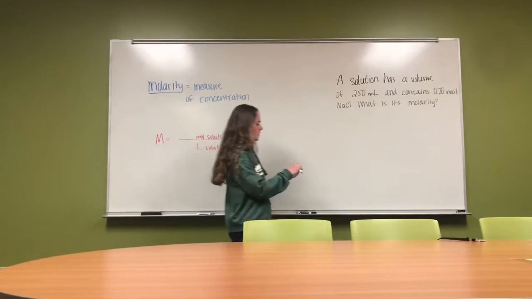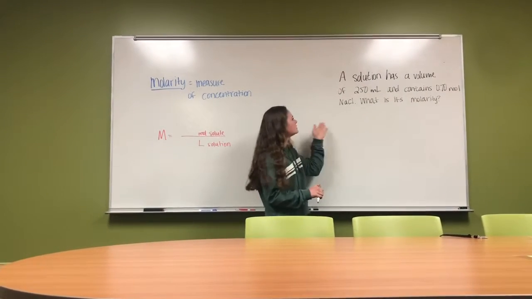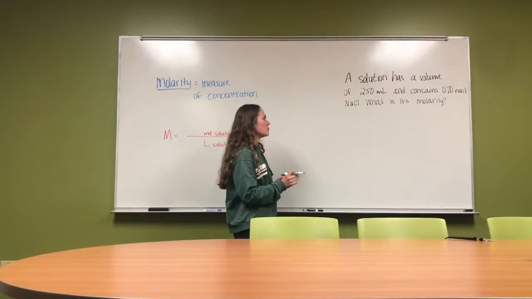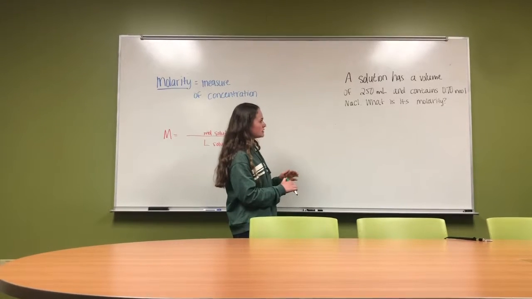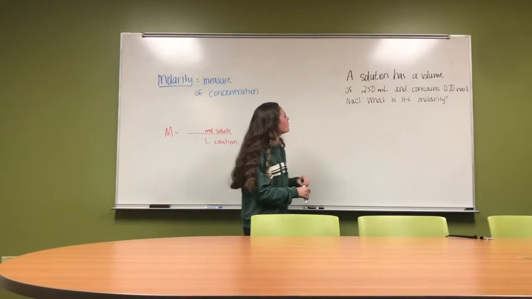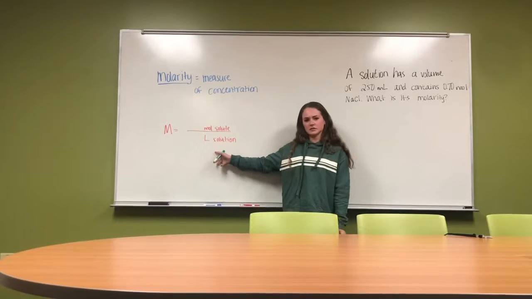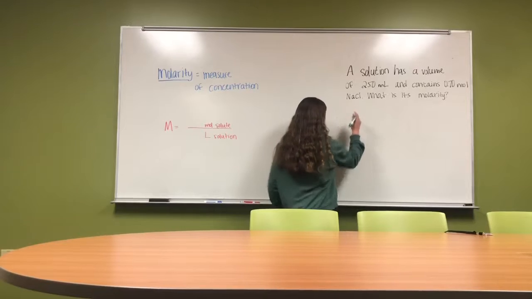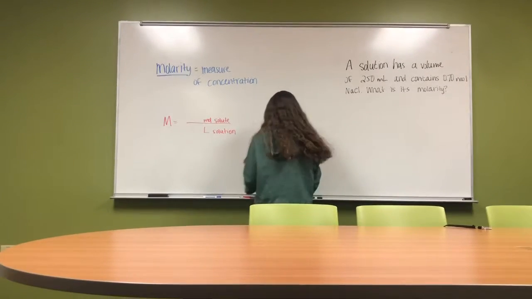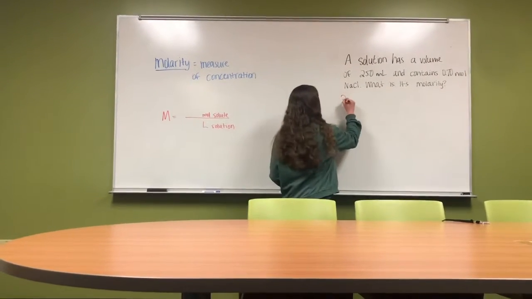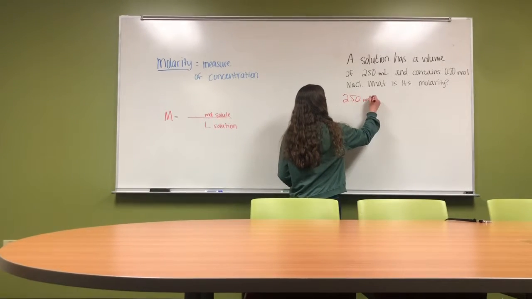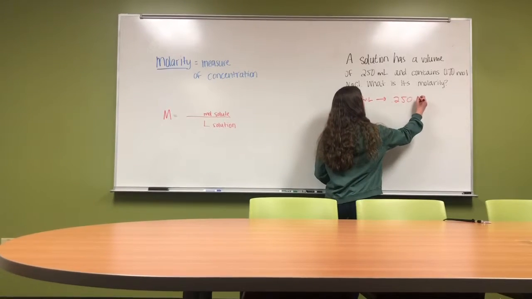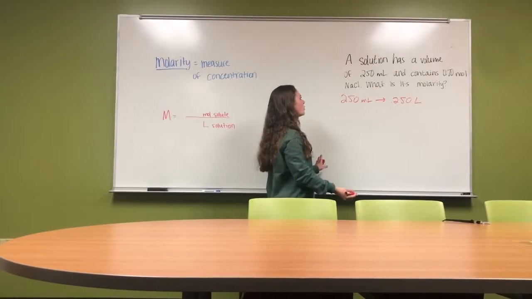So an example of a molarity problem could be: a solution has a volume of 250 milliliters and contains 0.7 moles of NaCl. What is its molarity? So first of all, remember we're using the liters of solution, not milliliters. So you're going to take this 250 milliliters and convert that to 0.25 liters.